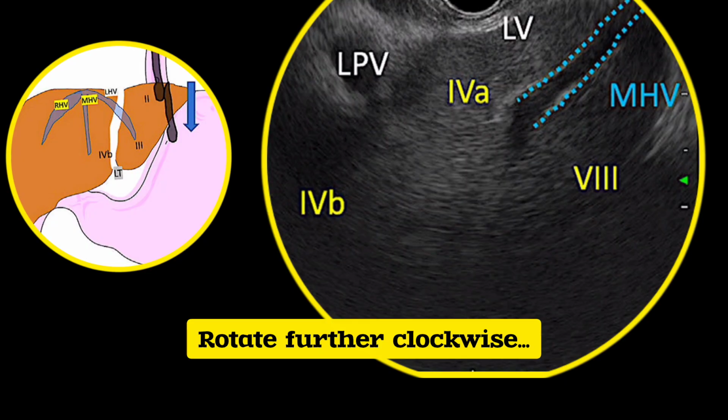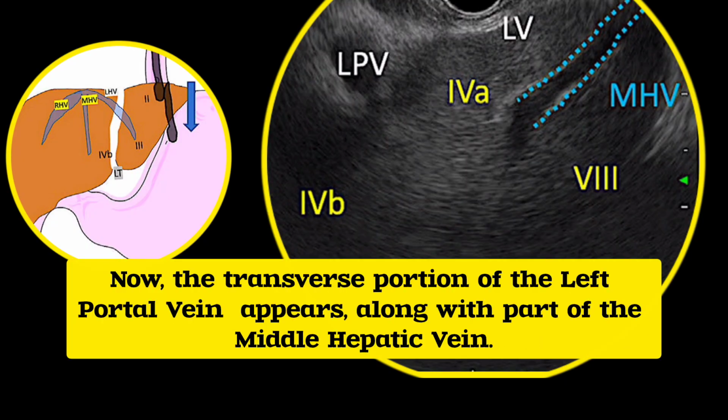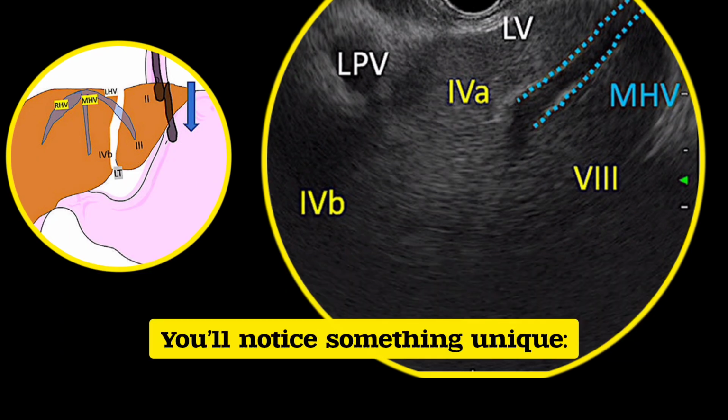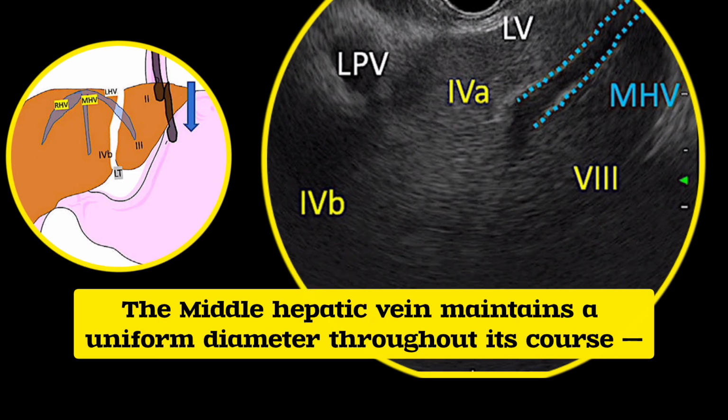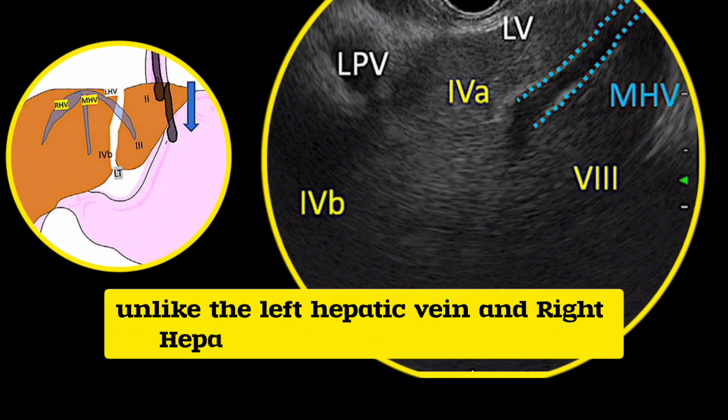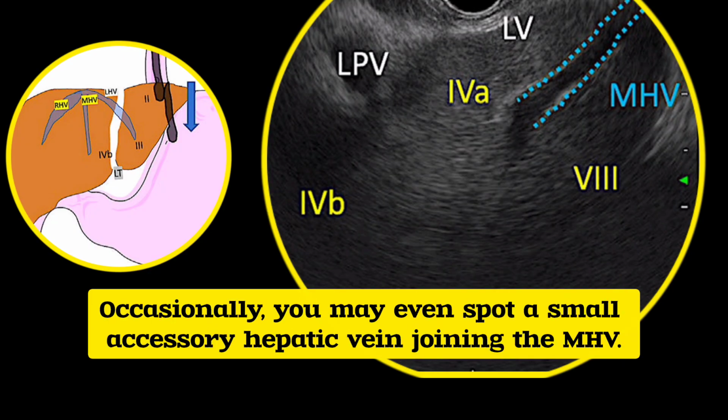Rotate further clockwise. Now, the transverse portion of the left portal vein appears, along with part of the middle hepatic vein. You'll notice something unique. The middle hepatic vein maintains a uniform diameter throughout its course, unlike the left hepatic vein and right hepatic vein, which often taper. Occasionally, you may even spot a small accessory hepatic vein joining the MHV.